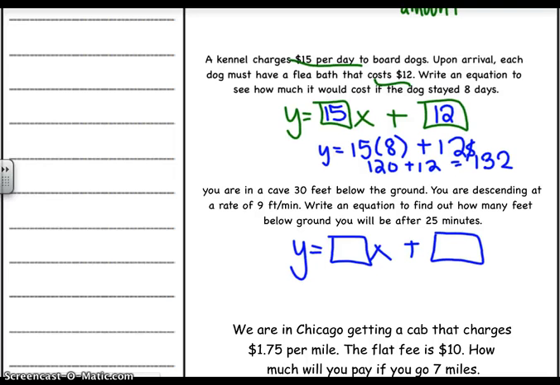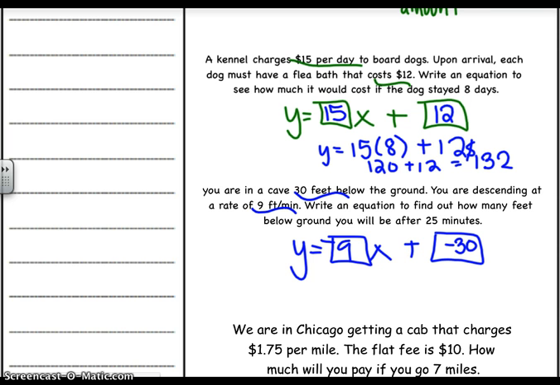So this one's my rate. What's my rate? 9 feet per minute, so I say 9. 9 is my rate. What's my initial amount? 30 feet below. Oh, wait, I'm descending. This should be negative 9, shouldn't it? Silly me. This should be negative 9. You're going down 9 feet every minute. Okay? And I'm 30 feet below, so how should I represent that? Negative 30.